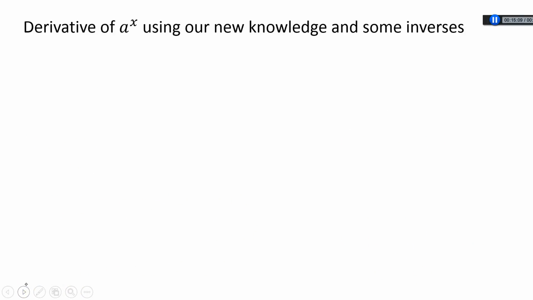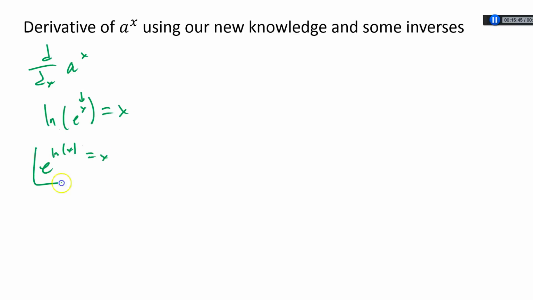So the derivative of a to the x, using our new knowledge and a couple inverses. What I want is the derivative, d dx, of a to the x. Right now I don't have a great way to do this. And what we're going to use is the fact that the natural log of e to the x is equal to x, right? Whatever is up here is just itself. Because the question is, what do I have to raise e to, to get e to the x? The answer is x. So I'm going to do this. Natural log of a to the... that goes the other way too, right? These are inverse functions, so you can do it the other way as well. e to the power natural log x is also equal to x. We're going to use this one to prove this derivative.